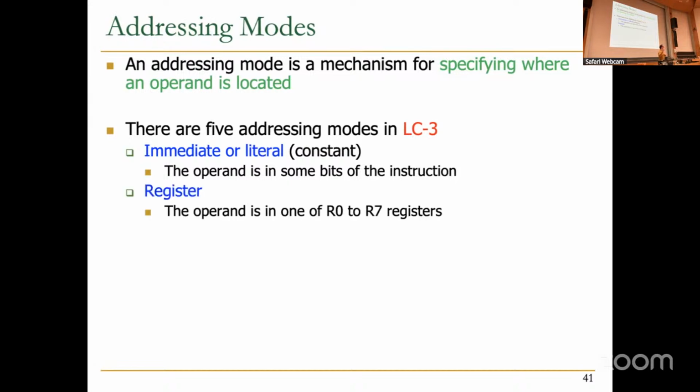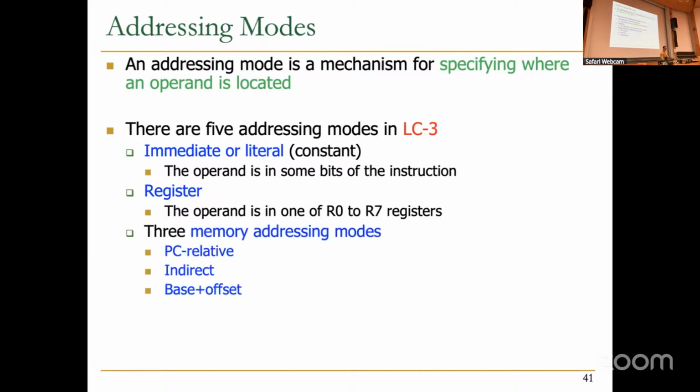There's a register mode that we've been seeing. The operand is in one of the general purpose registers. And there are 3 memory addressing modes, which we're going to see. We haven't seen some of these. We saw base plus offset. We saw PC relative, actually. We didn't see indirect, which is an interesting mode, but we were going to see that.